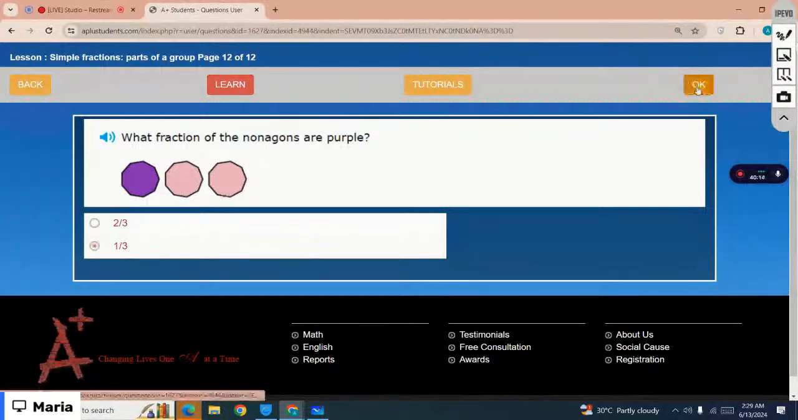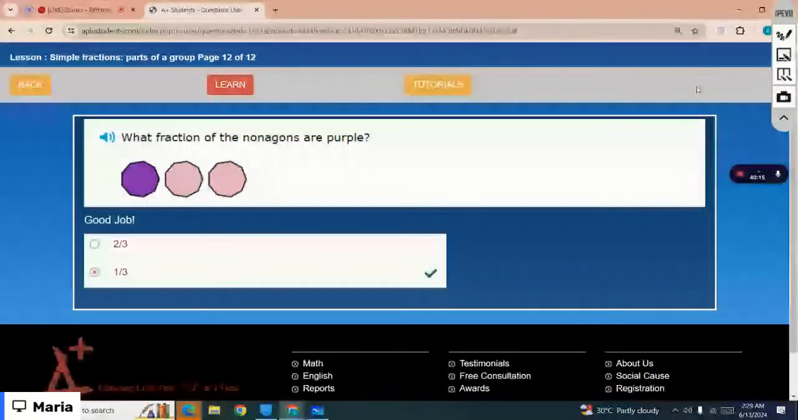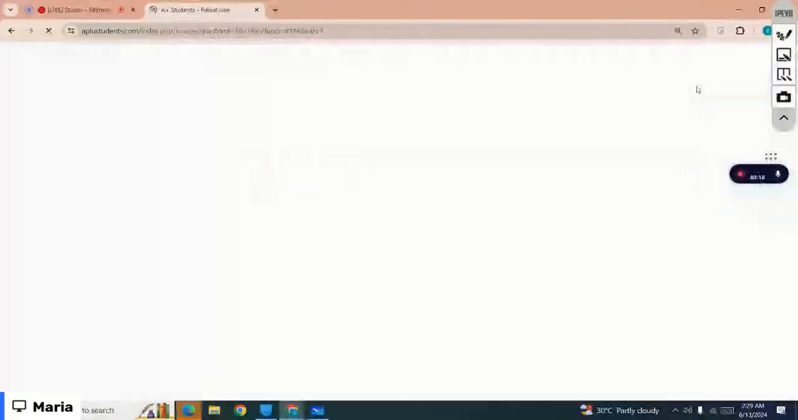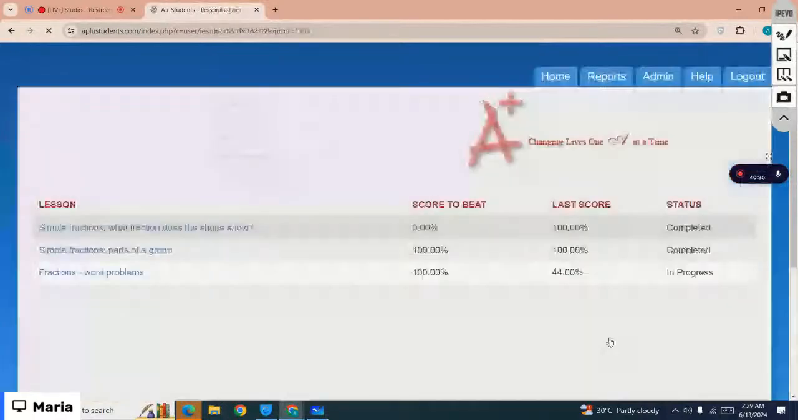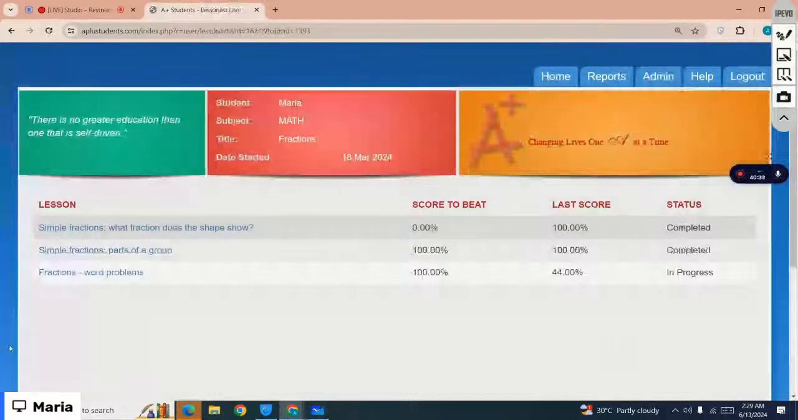Okay, we are done with the lesson. Let's just move on to next lesson. The next lesson is fractions, word problems. Let's just start with the lesson.